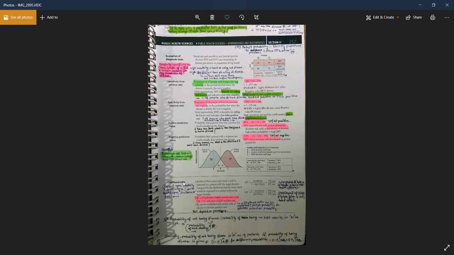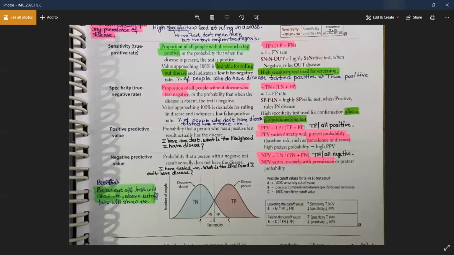Then we have discussed diagnostic tests. We have discussed the sensitivity. We have discussed the specificity. Sensitivity is the proportion of all the individuals who have the disease that you can easily detect. Okay, and this test is actually good for ruling out a disease.